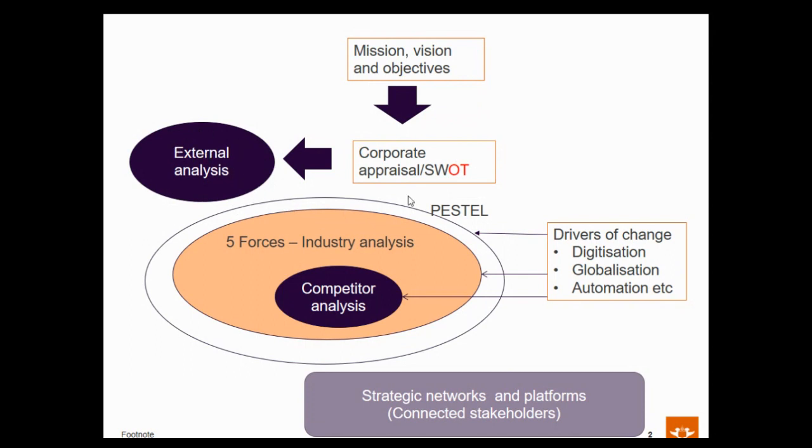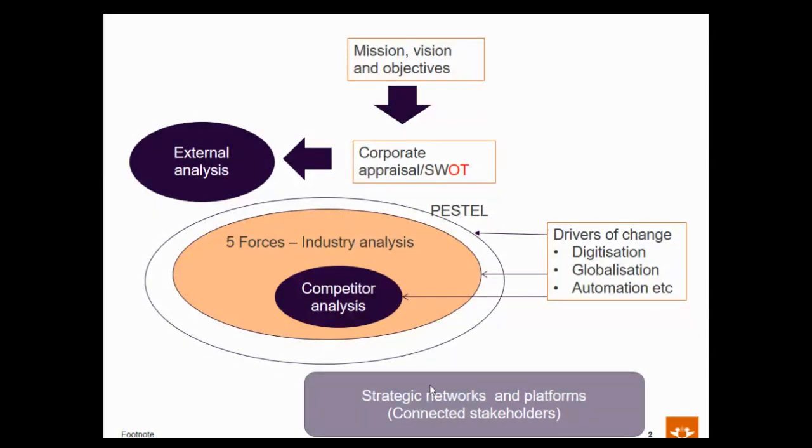So the external analysis basically consists of conducting a PESTEL analysis, then going into the industry, the 5 forces analysis, and an analysis of the competitors. And all of these environments are impacted by the drivers of change, which consists of digitization, globalization, automation, etc.